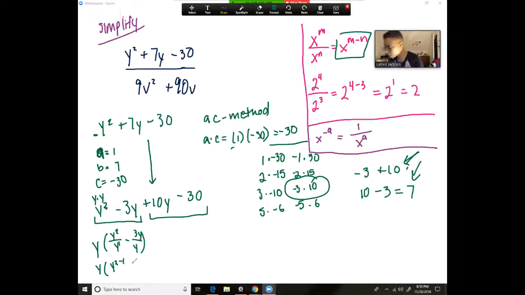So 2 minus 1 is 1. So y to the 1 is just y. I'm going to just erase this since I don't have much space. Minus 3y divided by y: the y is canceled and we're just left with 3. y divided by y is 1, 1 times 3 is 3.